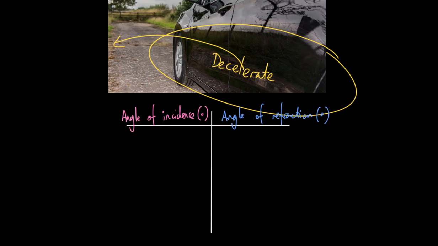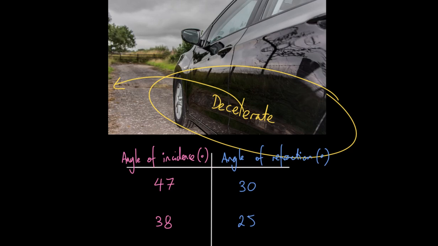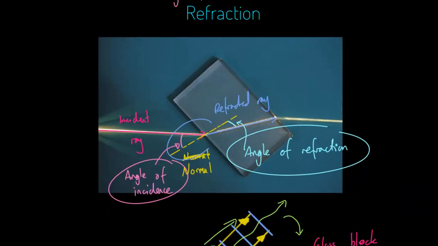So what you'll see is, like if your angle of incidence was like 47 degrees, then your angle of refraction might be 30. If you had an angle of incidence of 38 degrees, then your angle of refraction might be 25. If you had an angle of incidence of, I don't know, 11 degrees, then your angle of refraction would be, I don't know, 3. Now this is only true of this bit here, and I'll tell you why in a second.